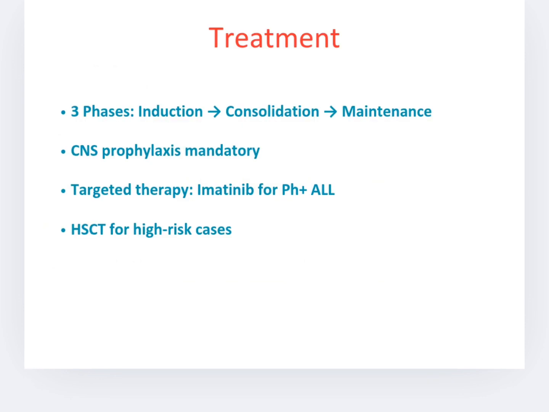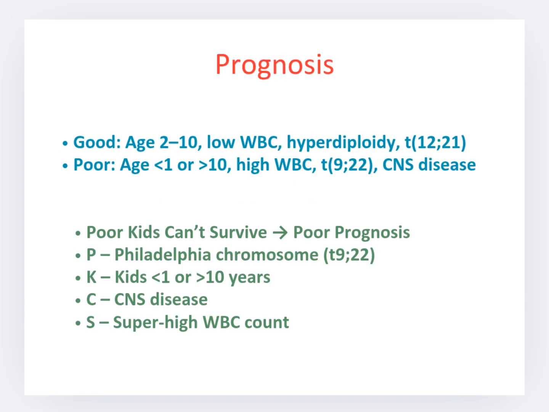Now moving on to the treatment part, there are 3 phases: induction, consolidation and maintenance. CNS prophylaxis is mandatory and targeted therapy is imatinib for Philadelphia chromosome positive cases. And for high-risk cases, stem cell transplantation is used.